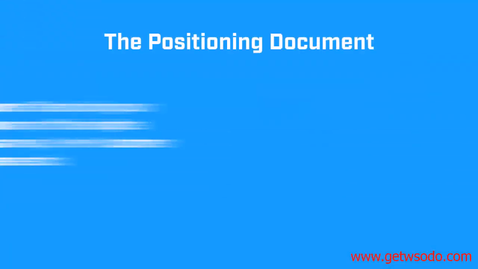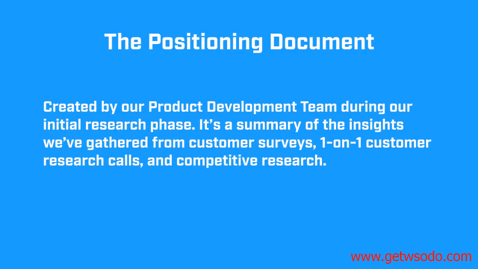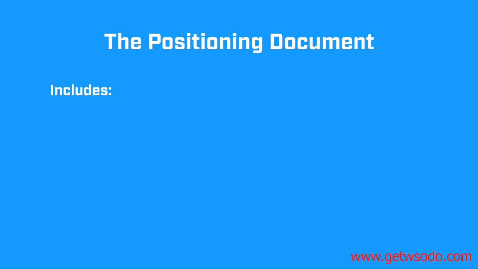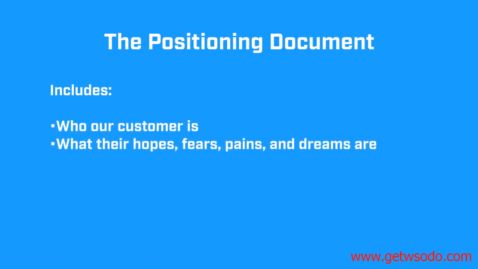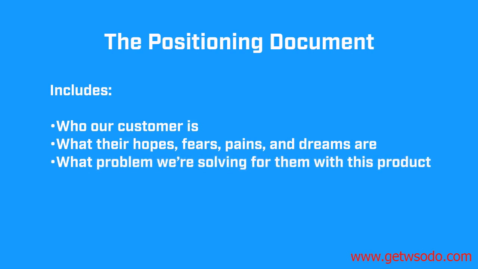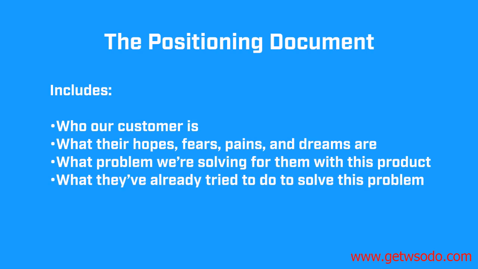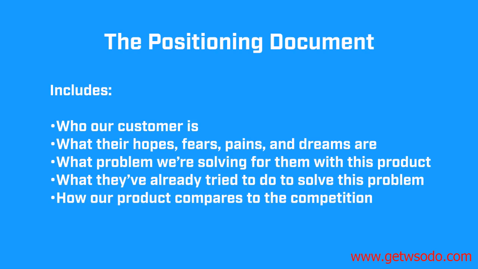Let's start with the positioning document. This document is created by our product development team during our initial research phase. Basically, it's a summary of the insights that we've gathered from customer research, from one-on-one research calls, and from competitive research. Some of the things that this document includes: who's our customer? What are their hopes, fears, dreams, pains? What problem are we solving with this product? What they've already tried to do to solve this problem? And how our product compares to the competition.